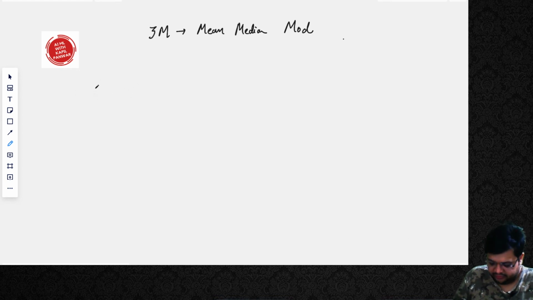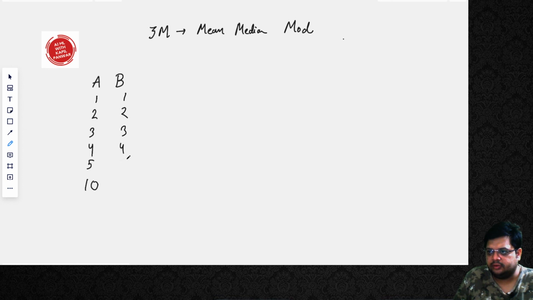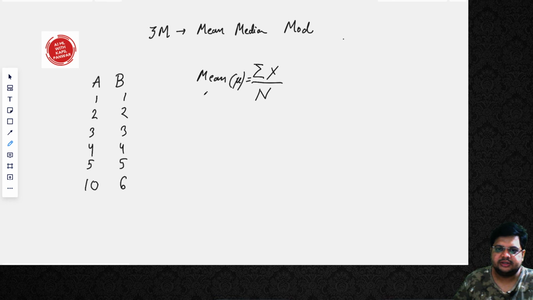Let's say we have two data sets, A and B, correct? A has the data 1, 2, 3, 4, 5 and 10. B has the data 1, 2, 3, 4, 5 and 6, correct? Now what will be the mean? Mean is the summation of x divided by the number of samples, and this mean is represented by the mu symbol, correct?